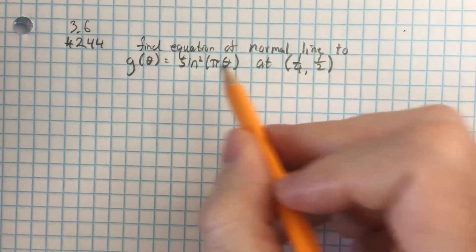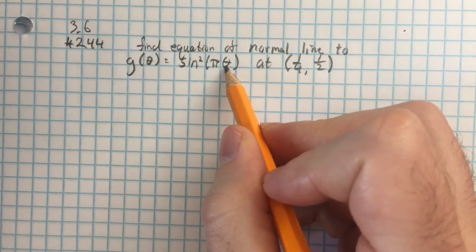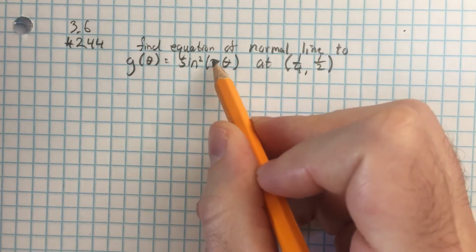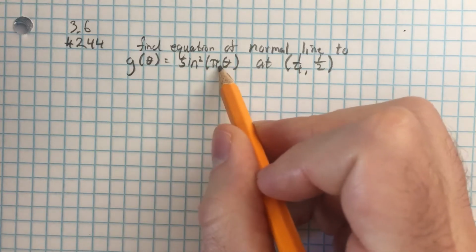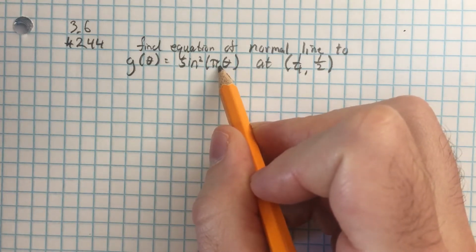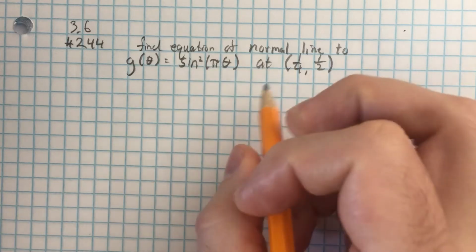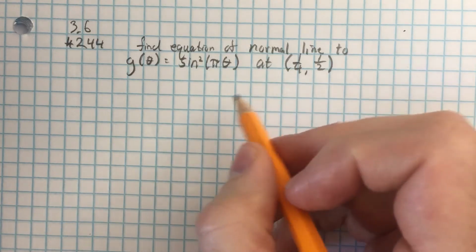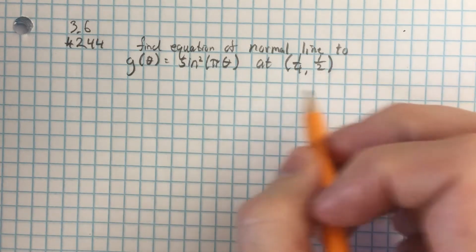If you put 1/4 in for theta, for the independent variable, you'll get pi on 4 in here. Sine of pi on 4 is root 2 on 2, and squaring that would give you, of course, 2/4, which is 1/2. So certainly that point's on there.